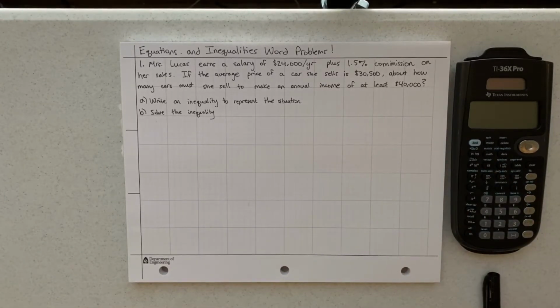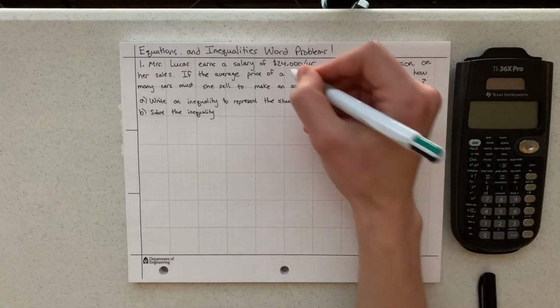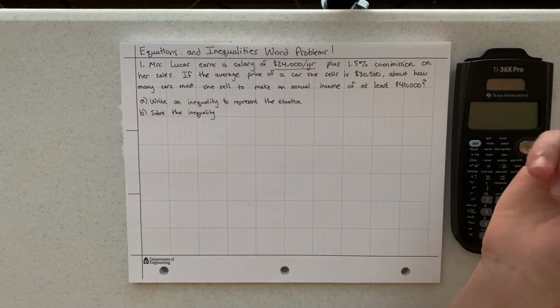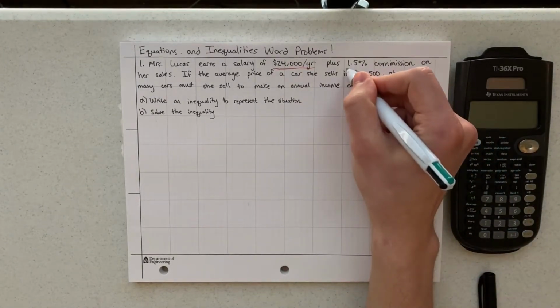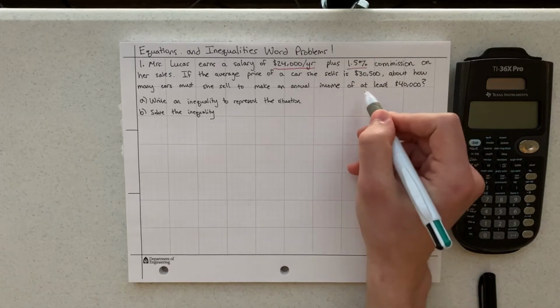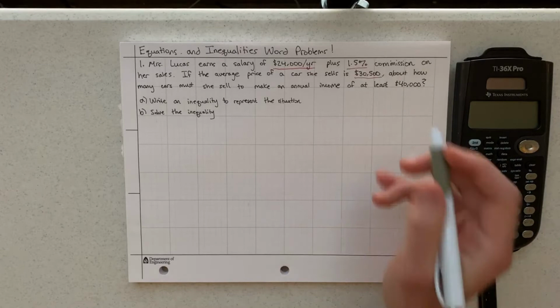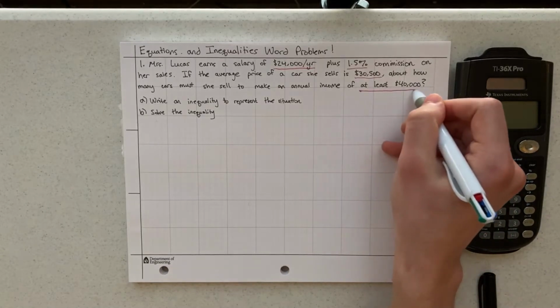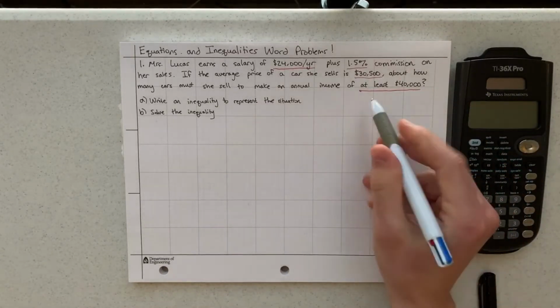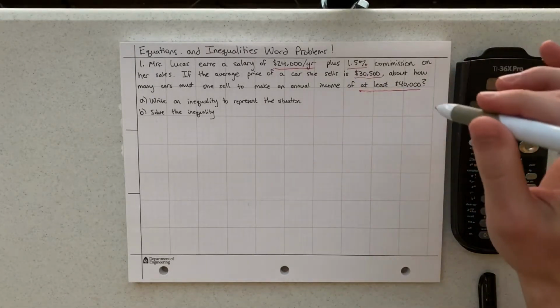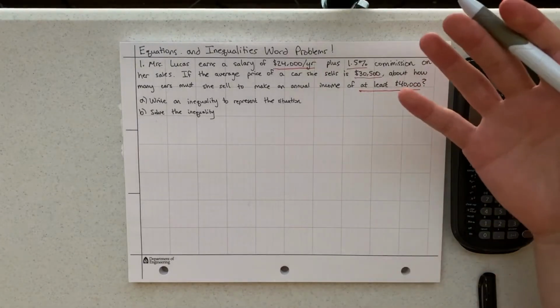So, whenever you're reading a word problem like this, there's a couple things that you want to note. The first thing you want to know is just what do we know? So, we know that her salary is $24,000 a year. Next thing that we know is that she makes 1.5% commission on each car that is $30,500. And then lastly, we know that she needs to make at least $40,000. And this "at least" right here indicates an inequality. So it means that she needs to make at the very minimum $40,000, but she could make more.